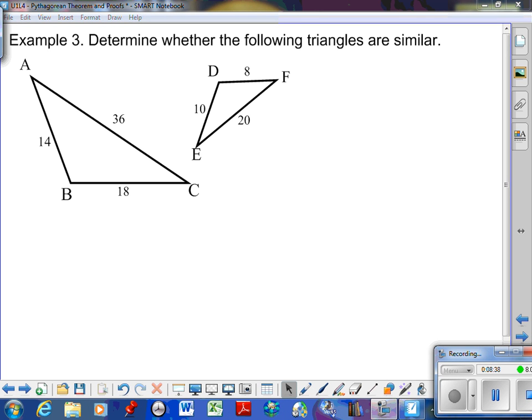And finally, our third and final example here: determine whether the following triangles are similar. So now I have no angles. I can kind of approximately match them up, and that's what I'm going to do. By appearance, it looks like AB matches up with, I would say, DF. So I'm making that assumption, just going by eye here.